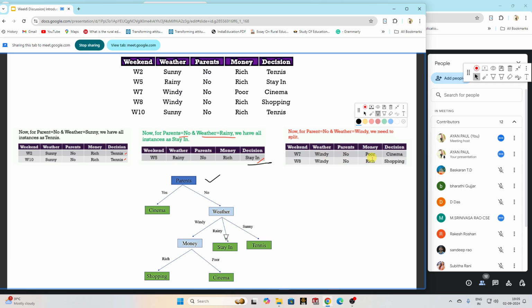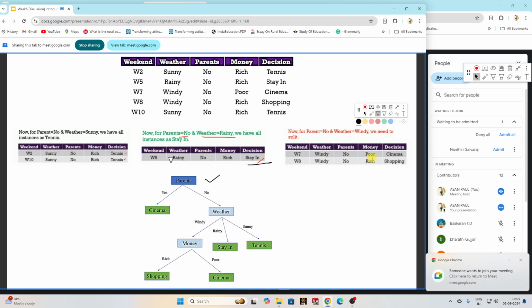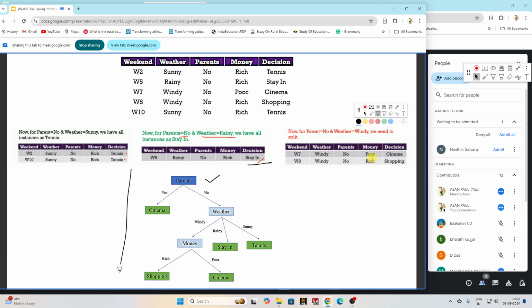Whenever it is rainy, again whenever it was rainy, the decision was stay in. But when it was windy, you have to split with respect to money. So money, there are two things, rich as well as poor. Rich you will be giving shopping, poor you will be giving cinema. So by this we have created a decision tree.